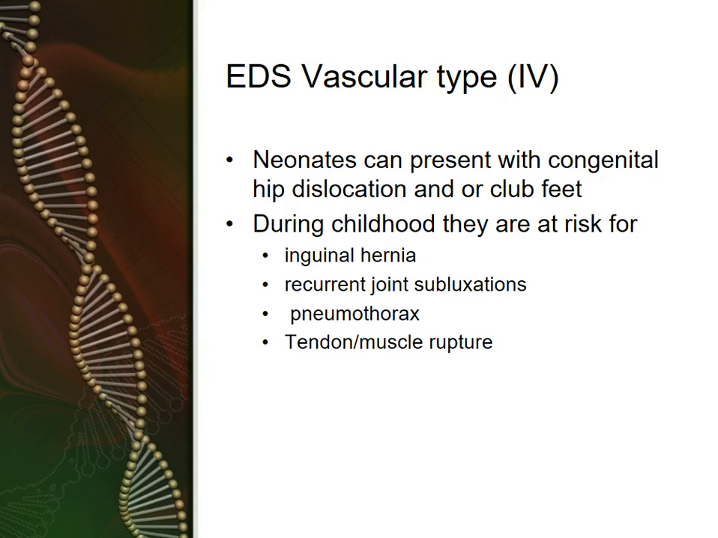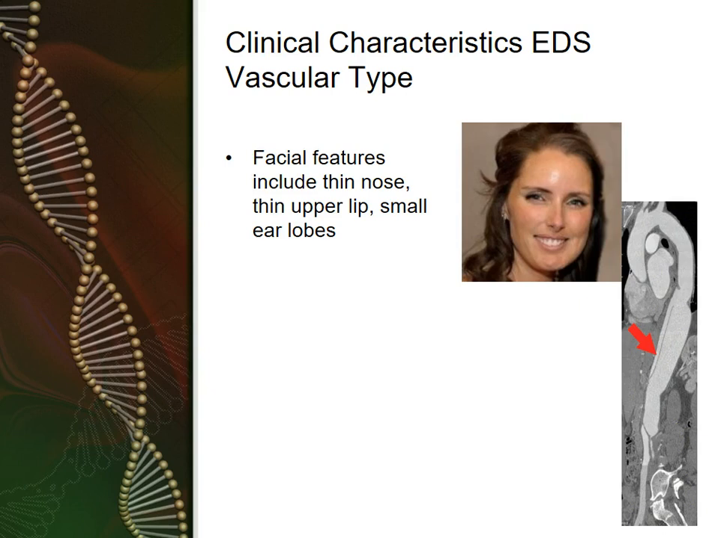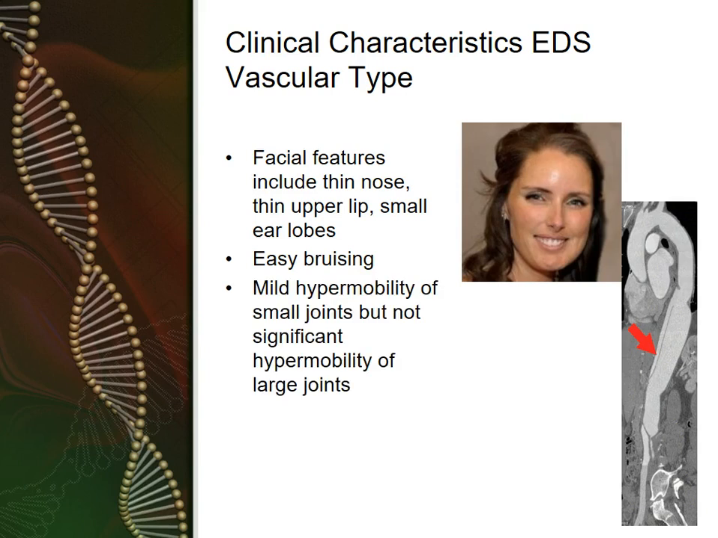During childhood, they're at risk of inguinal hernias, joint subluxations, pneumothorax, and tendon and muscle ruptures. Facial features include a thin upper lip and small earlobes, easy bruising, mild hypermobility of small joints, but not significant hypermobility of the large joints. And there's a significant risk of uterine rupture during pregnancy of 5.2%.